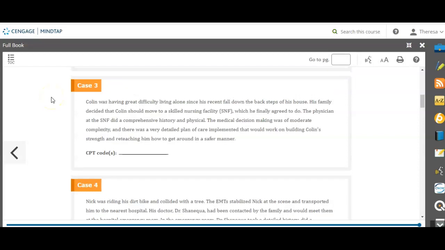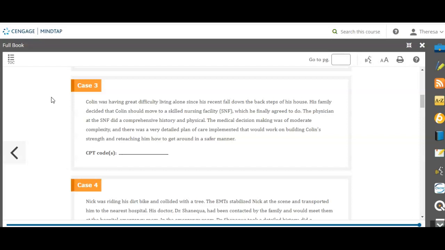All right, so we're going to look at this third case. Colin was having great difficulty living alone since his recent fall down the back steps of his house. His family decided that he should move to a skilled nursing facility, which he finally agreed to do. The physician at the skilled nursing facility did a comprehensive exam and physical. Medical decision making was moderate, and there was a very detailed plan of care implemented that will work on building his strength and reteaching him how to get around in a safer manner.